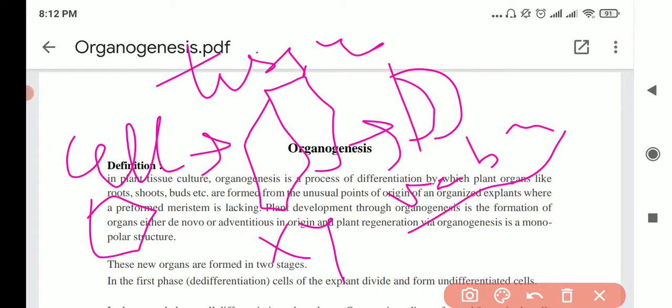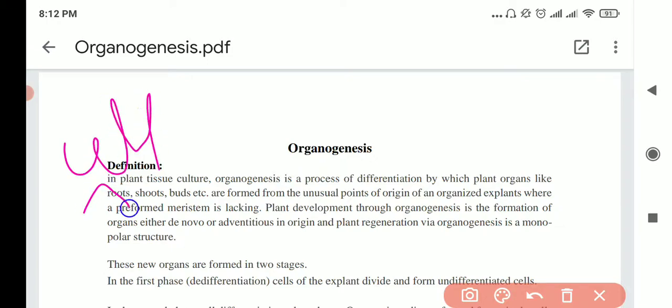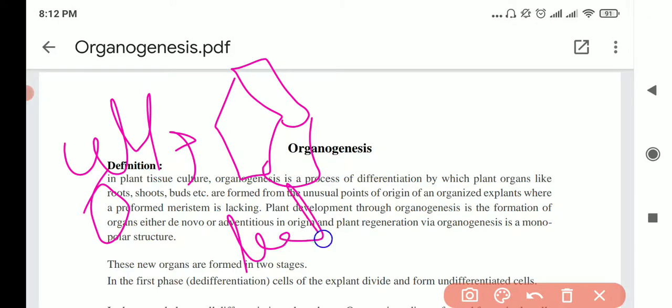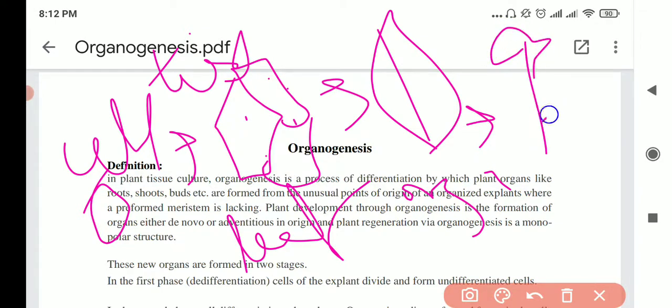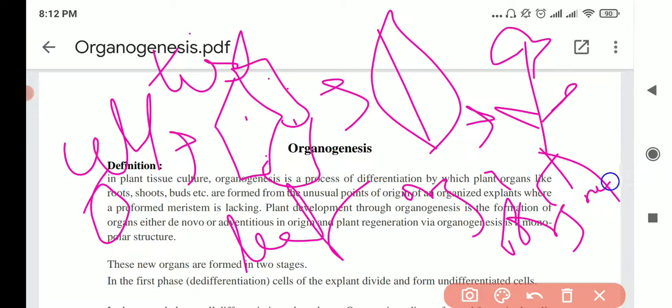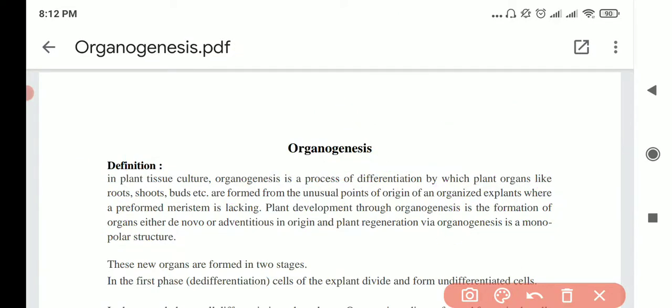Or suppose I start with a plant cell, then a group of leaf cells, okay? This group of leaf cells is a tissue. Then your organ will be the leaf, okay? Then after organ comes the organism, which is your plant, okay? So this is your organism. So I think you understand the levels of organization, no? So if you talk about organogenesis, it means we are going to regenerate a whole plant from the organs, okay? Organs like the root, shoot, buds, etc.